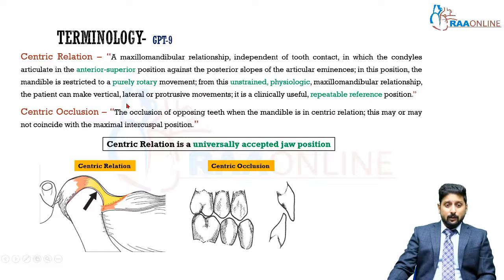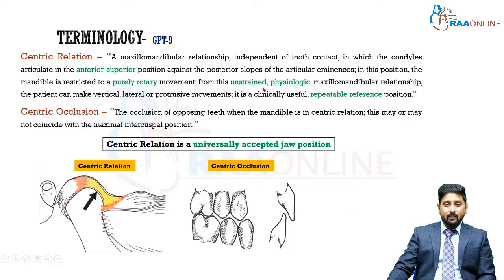In this position, the mandible is restricted to a purely rotary movement. What does this mean? This means that when the condyle is in the centric relation position and the mandible has assumed this position, then the mandible can only open and close, which is going to create a purely rotary movement. That is, the condyles are just going to rotate in the joint cavity. They are not going to make any bodily movement away from the joint cavity.